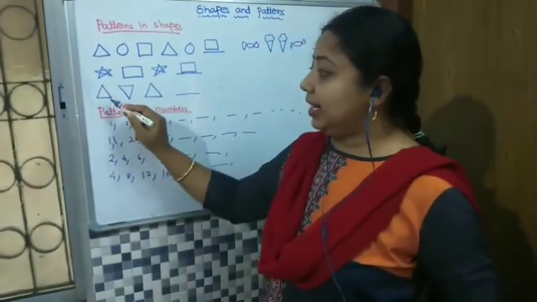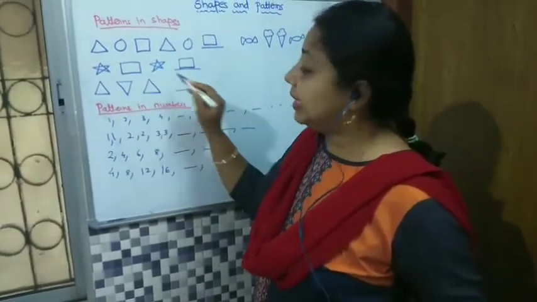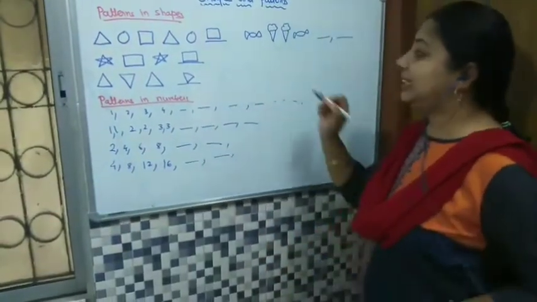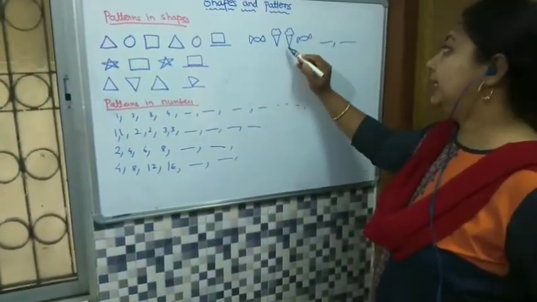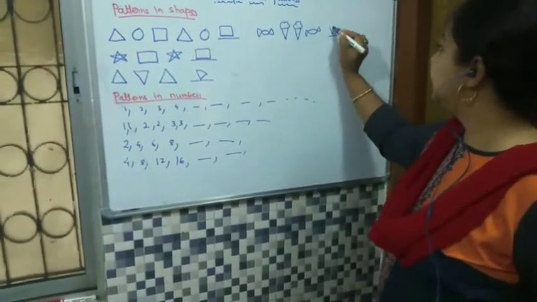This is a triangle upside, this is a triangle downside. Again a triangle upside, then the next one will be a triangle downside. See, here something interesting. This is a toffee, there are 2 ice creams. Again a toffee, then again how many ice creams? 2 ice creams. This is also a pattern.